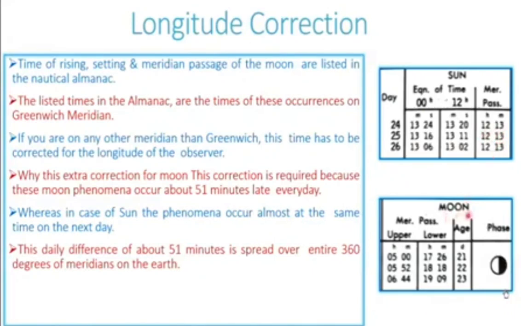Now if you have a look in the case of the moon, on the first day, the upper meridian passage of the moon occurred at 0500 local time at Greenwich. After this, once the moon passes the Greenwich meridian, it passes over all the other meridians. And once it covers 360 degrees, the moon again comes back to the Greenwich meridian. And the next day, meridian passage occurs at 0552 local time at Greenwich. Now we can see there is a delay of 52 minutes in this case. Now this delay has occurred gradually over the entire 360 degrees.